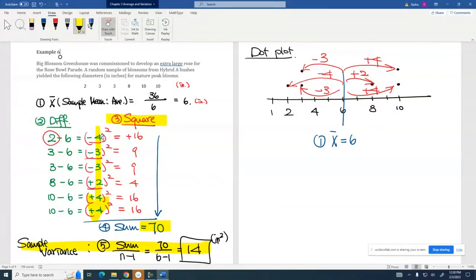-4, -3, -3, +2, 4 and 4. Please take the sum. Zero. Did you get zero? Zero.